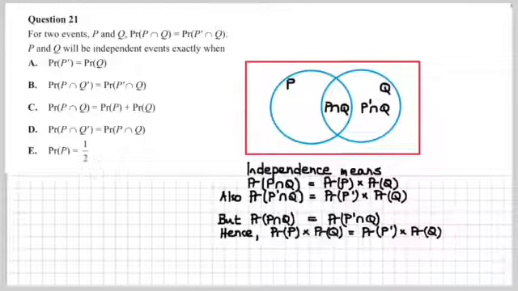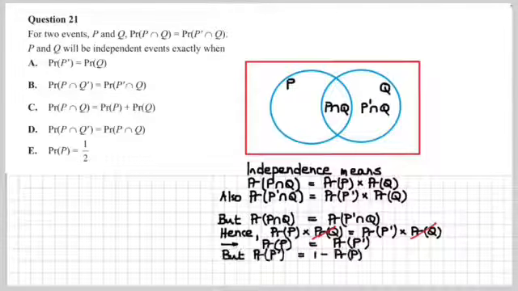Now what do you see? The probability of P times the probability of Q is equal to the probability of not P times the probability of Q. Let's cancel out the probability of Q's from both sides, and what does that leave us? That leaves us that the probability of P is equal to the probability of not P. But hang on a minute, the probability of not P is 1 minus the probability of P. You knew that, didn't you?